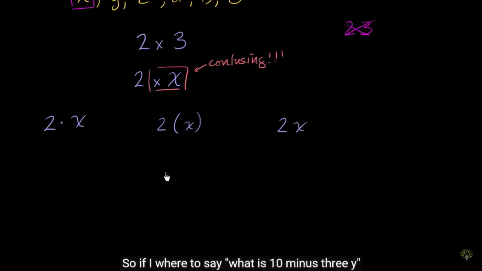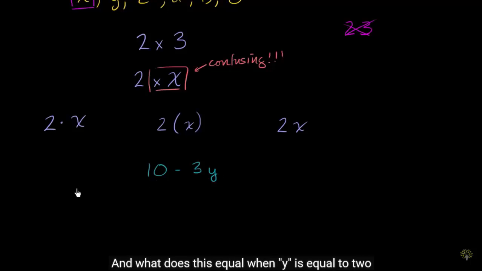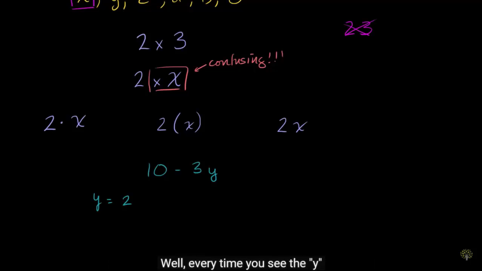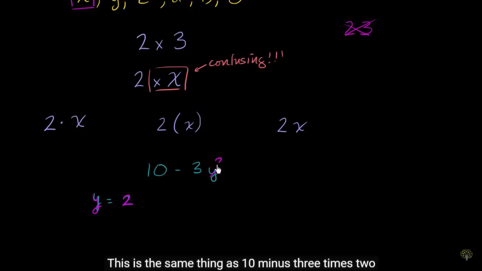So if I were to say, what is 10 minus 3y, and what does this equal when y is equal to 2? Well, every time you see the y, you'd want that 2 there. So this is when y is equal to 2. Let's set that y equal to 2. This is the same thing as 10 minus 3 times 2.